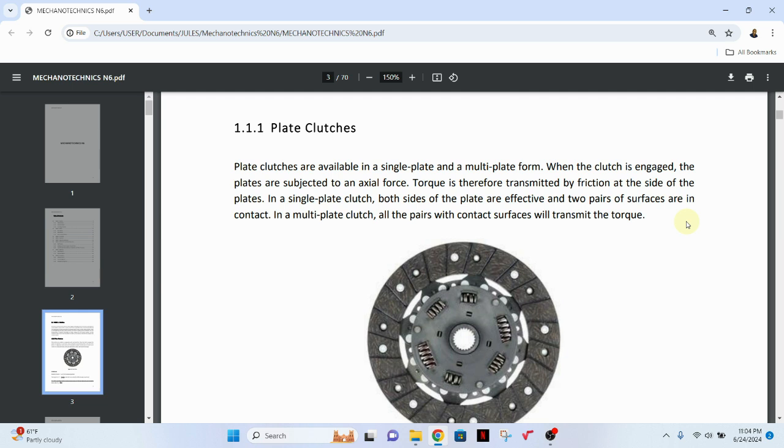Okay, so very important, plate clutches use pairs of contact surfaces. Very, very important. It's not just one, it can be two, three, depending on the type of question that you have. With a plate clutch, you can have more than one pair of contact surfaces.